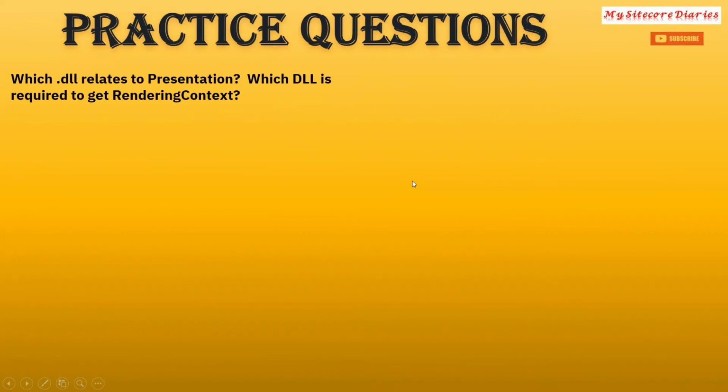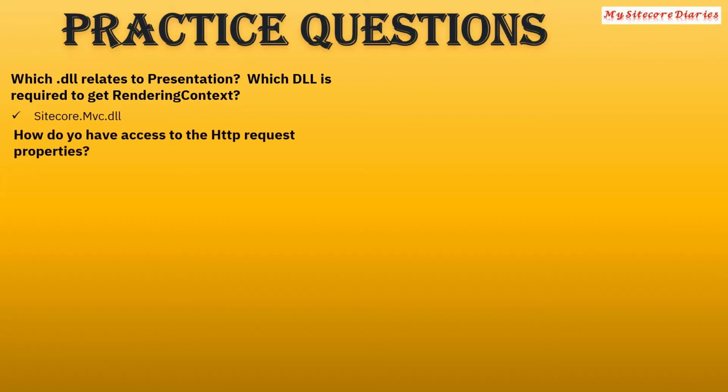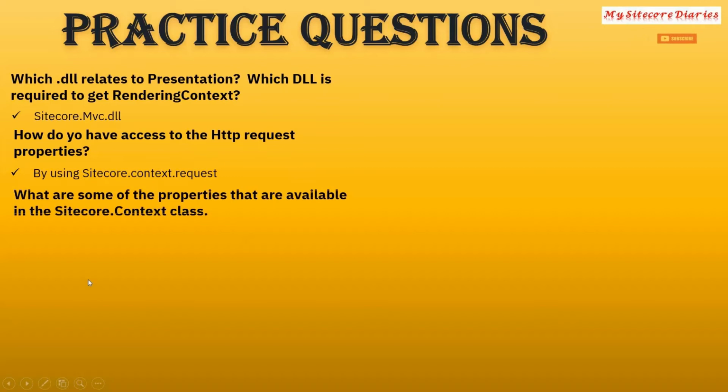Next question. Which DLL relates to presentation? Which DLL is required to get a rendering context? It's Sitecore.Mvc.dll. How do you get access to the HTTP request properties? It is basically Sitecore context.request. It will give you all the details about the HTTP request properties.